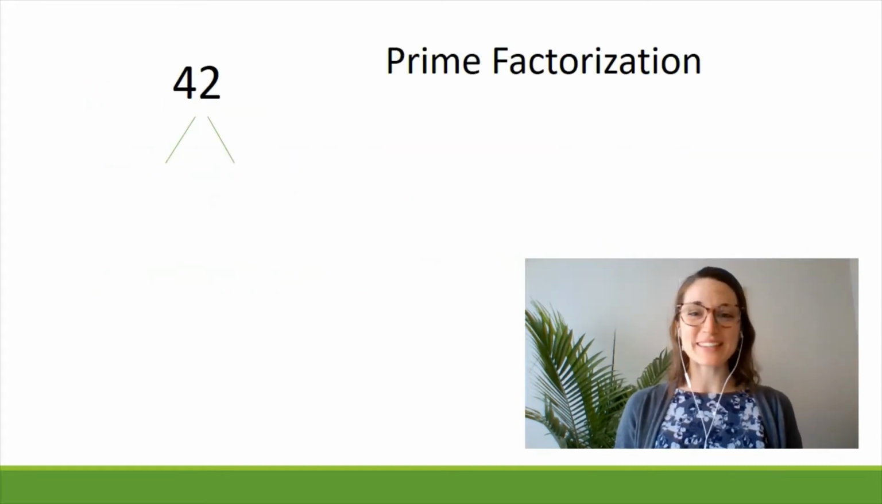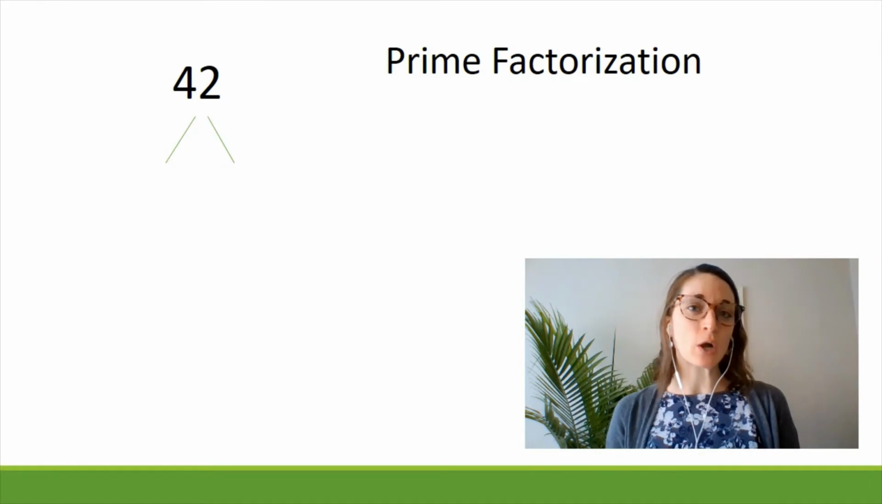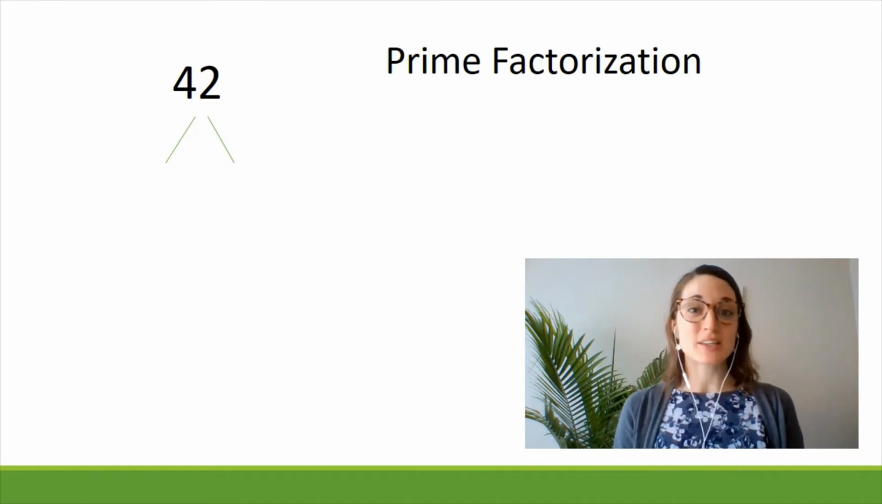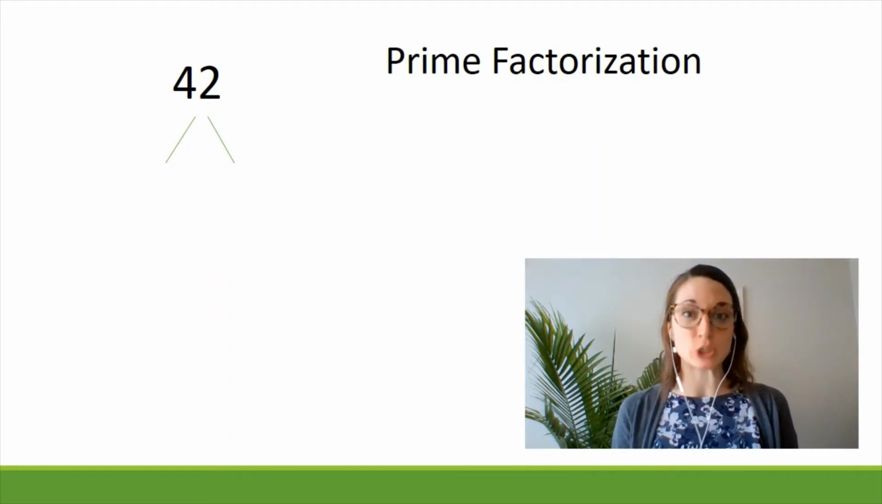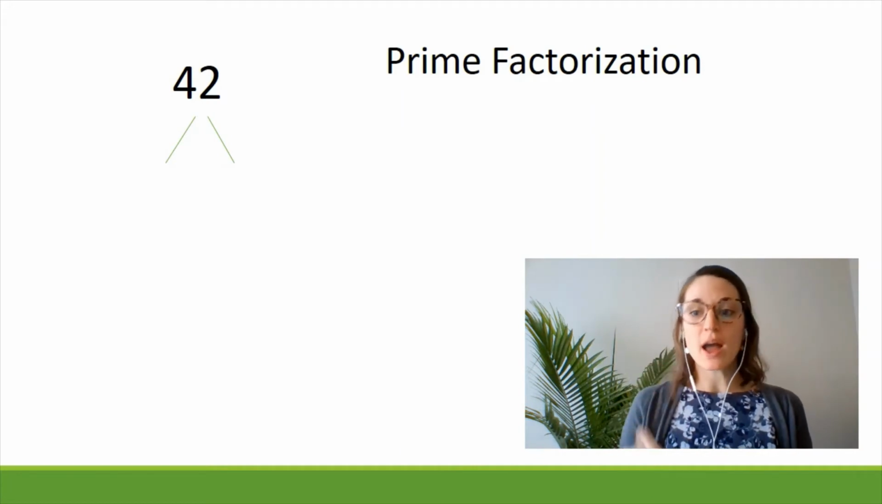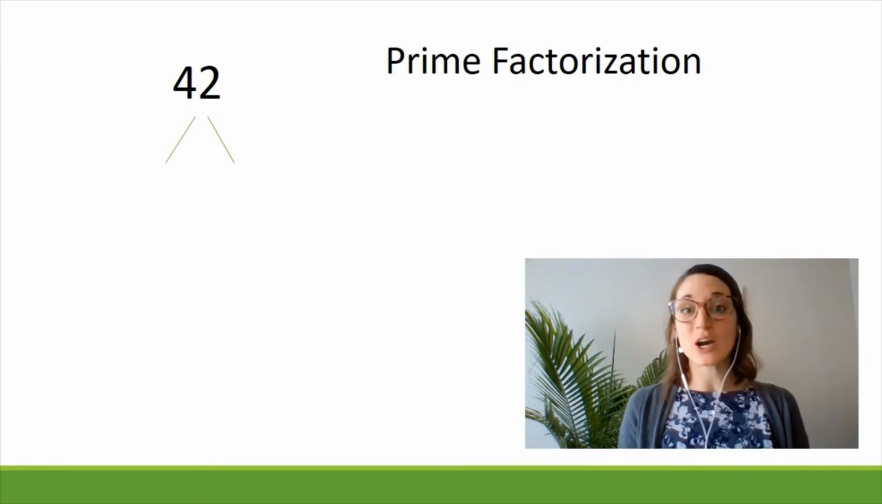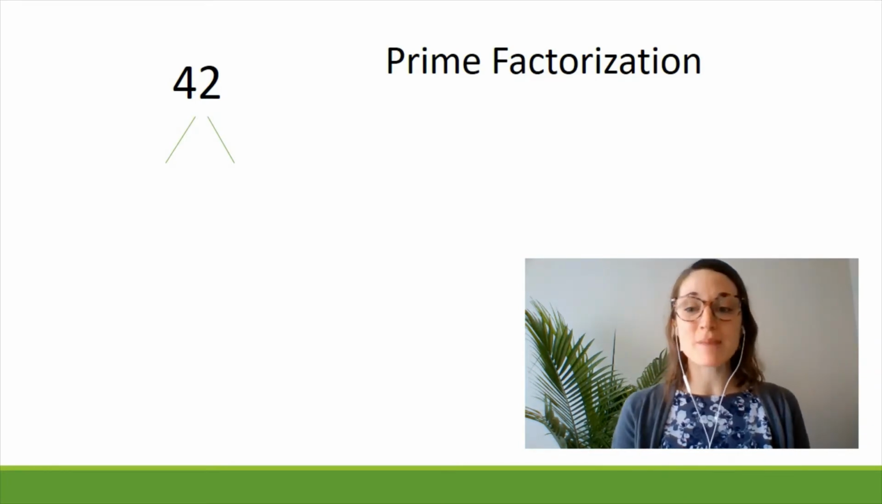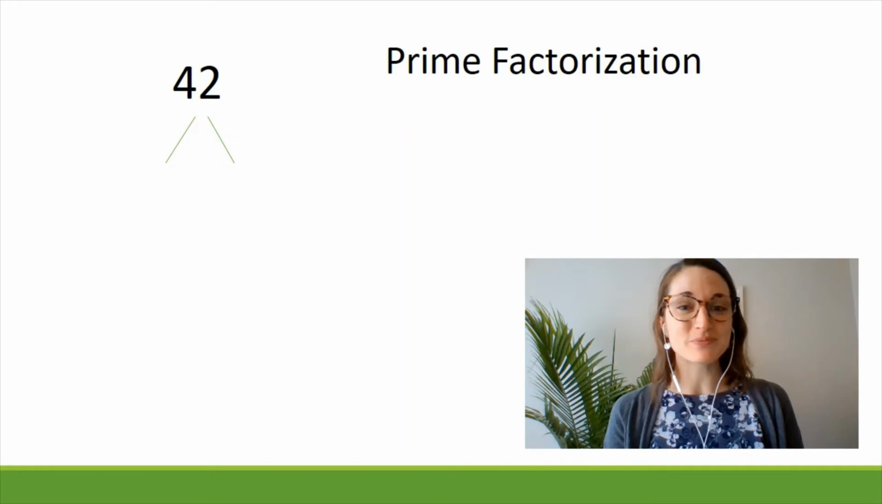Okay, ready to practice? We're going to try something called prime factorization, and it's a process that will help us to find all the prime factors of a number. Let's take a look at the number 42 to start. To begin, you can write the number 42 at the top of your paper. Then draw 2 lines like the ones you see on the screen. This will help us to map out the factors of our number.